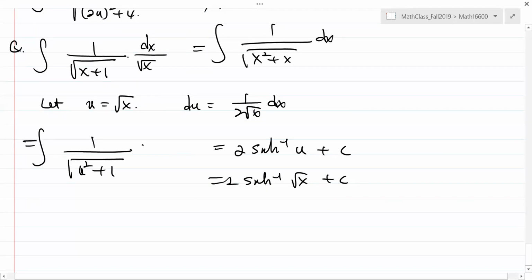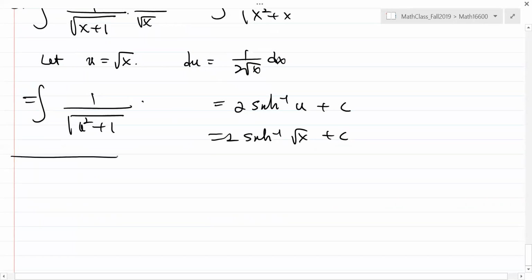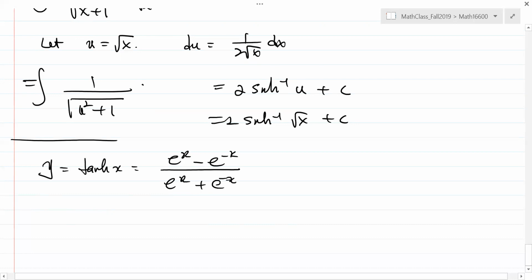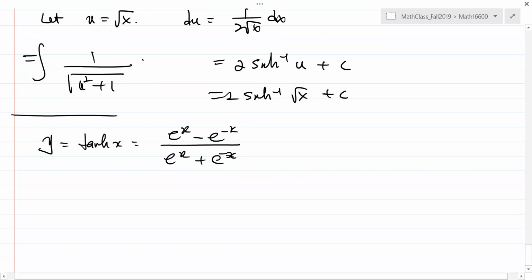Okay. Now let's spend some time to understand the inverse hyperbolic functions. Remember, this is going to be e to the x minus e to the negative x, over e to the x plus e to the negative x. So it's defined for all x. The question is what are the possible values? The range of the function. Now, when x equals 0, it's going to be 0.